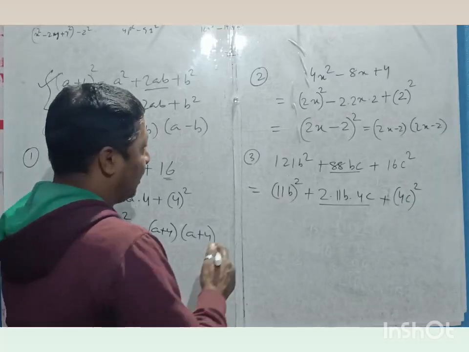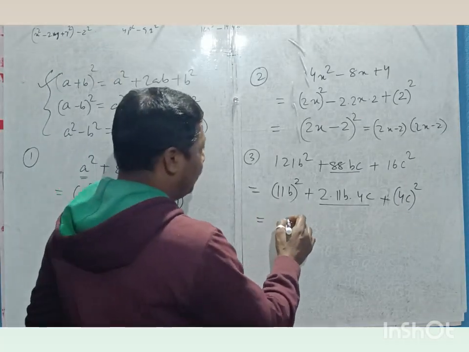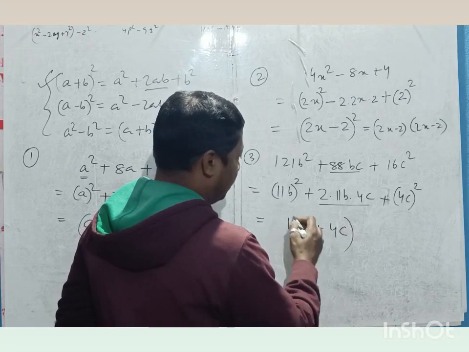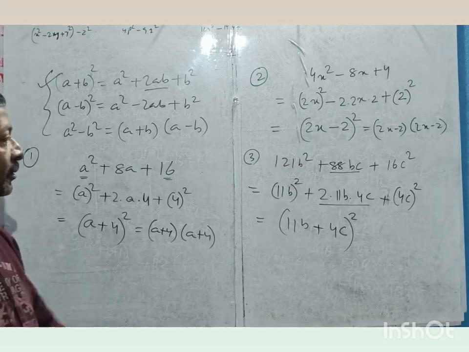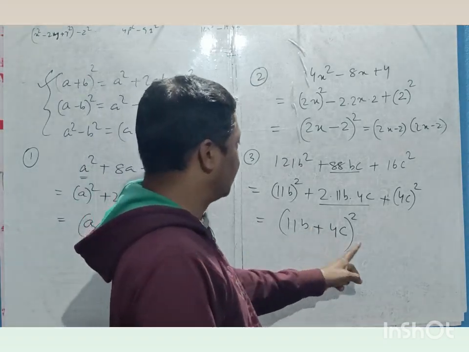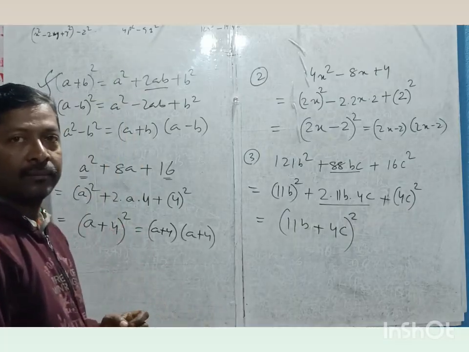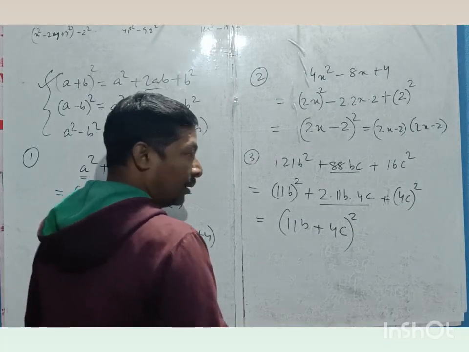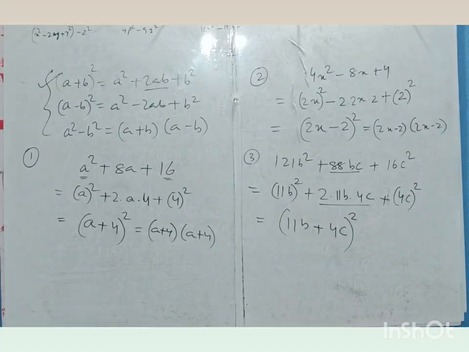Yes, it fits this identity. So what can I write? I will write (a + b) whole square. a is 11b and b is 4c, so (11b + 4c) whole square. So this is the factor. You can also write (11b + 4c) into (11b + 4c) in two terms. Let's go with more examples.